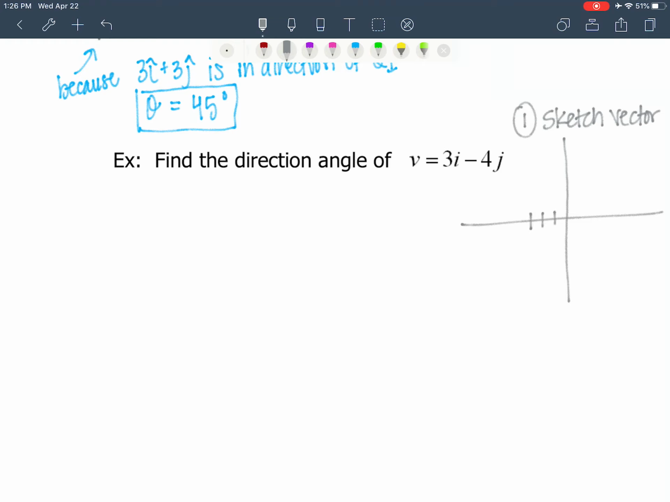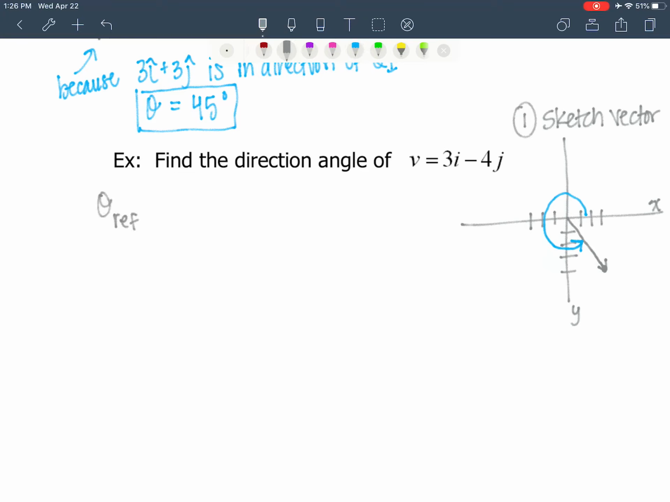So right 3 down 4. So right 3 down 4. So this is a little bit closer to the y-axis than it is to the x-axis. I need the direction angle in standard form. So I need that blue angle right there.